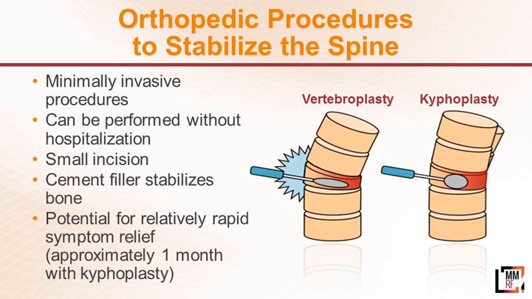So there are 2 procedures that we can do to stabilize the spine. First is the vertebroplasty and the kyphoplasty, which are both minimally invasive procedures and can be performed on an outpatient basis. What happens with the vertebroplasty is they insert cement into the vertebrae and it stabilizes it. And with the kyphoplasty, they will actually insert a balloon, inflate the balloon, and then insert the cement.